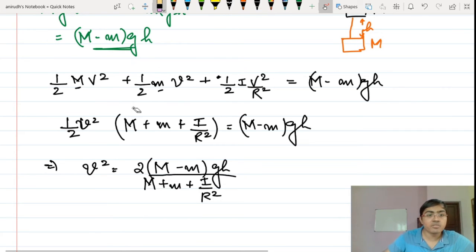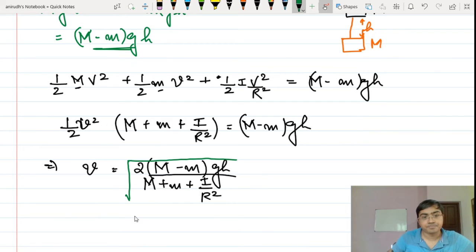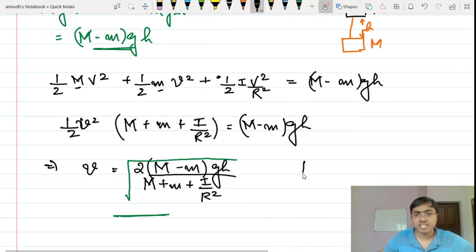So in place of v square, if I want to understand what is v, then I will have to take the square root of this particular thing. So if I take the square root of this particular thing, I will get v. Now it's a matter of just completion sake. So you will get a big equation over here, but understand the concept as such here.